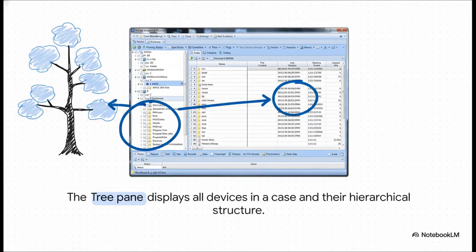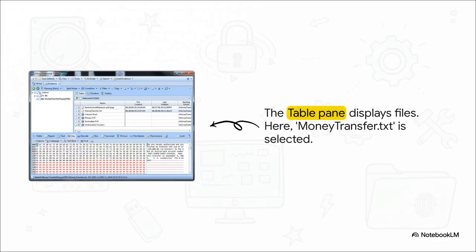An examiner's journey starts right here, in the tree pane. They might select an entire hard drive to start, or like we're seeing here, they're drilling down into a specific partition to start hunting. So once that folder's picked, the table pane just comes to life, showing every file inside. The examiner can sort by name, date, whatever they need. And right here, something's caught their eye, a file named moneytransfer.txt. They give it a click.